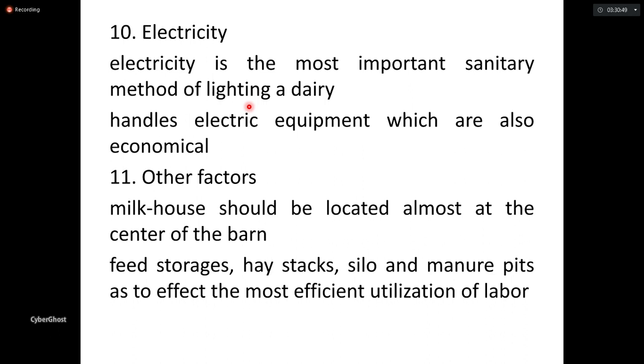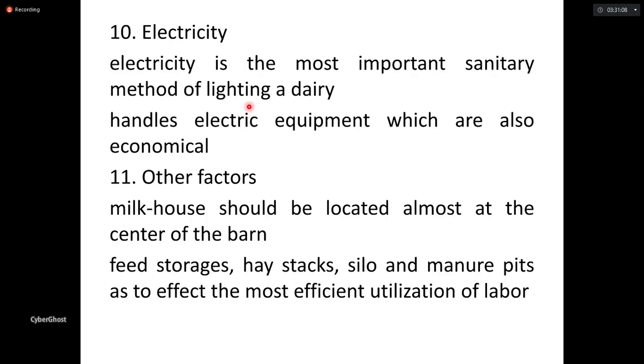Then what are the other factors, right? So feed storage, haystacks, silos, manure, waste management pits, right? They should be there to manage them in an efficient manner under those circumstances. So those are the basic things that I wanted to discuss under dairy cattle management, all right?